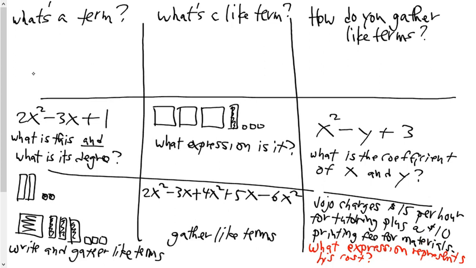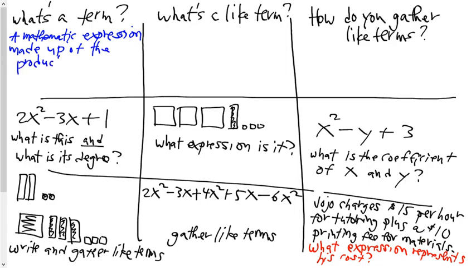What is a term? Well, actually what we're talking about is what is an algebraic term, and we talked about it being a mathematical expression made up of the product. Now that's really important. The important word is product, which means multiplication. The product of variables or numbers. That's it. A mathematical expression made up of the product of variables or numbers.